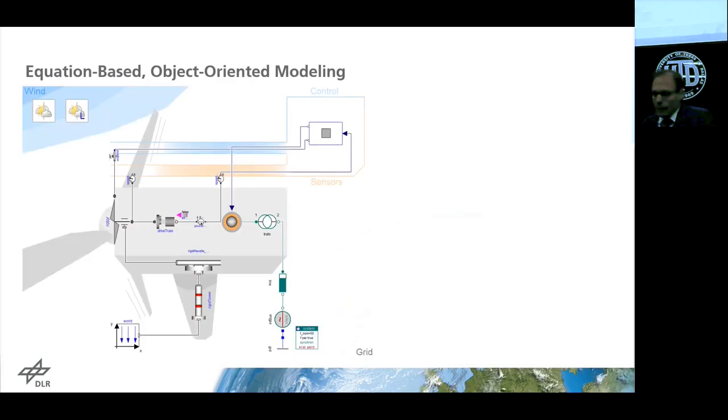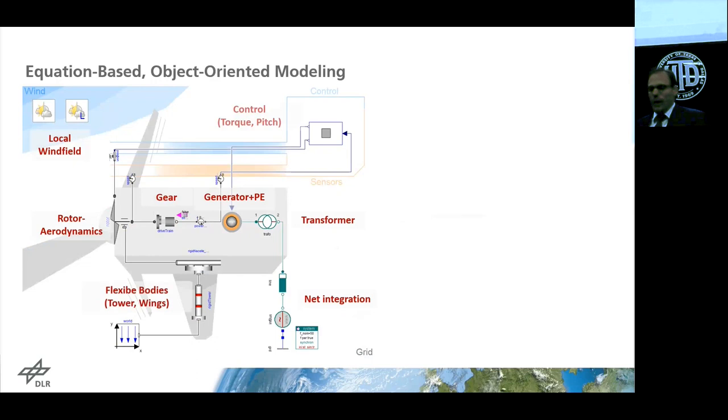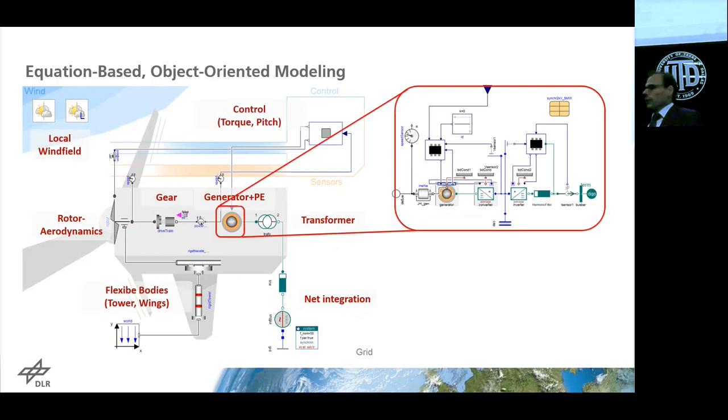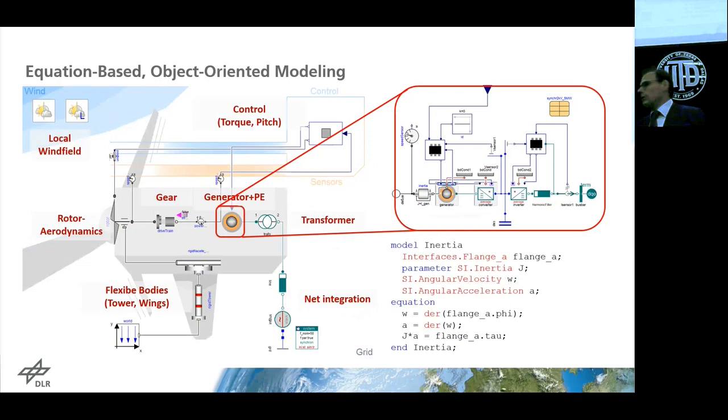When I introduce Modelica to other people, I often use this wind turbine as an example because it shows all the different domains that you can have. It shows that you have this object orientation, and it shows that you can put in the equations. Yeah, I don't need to tell you that. That's preaching to the converted.